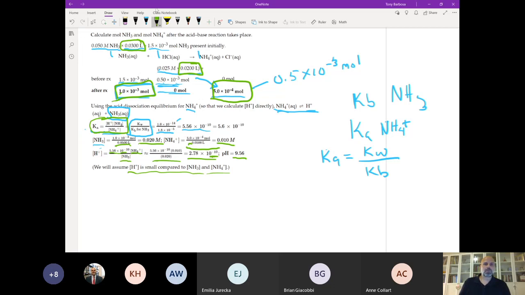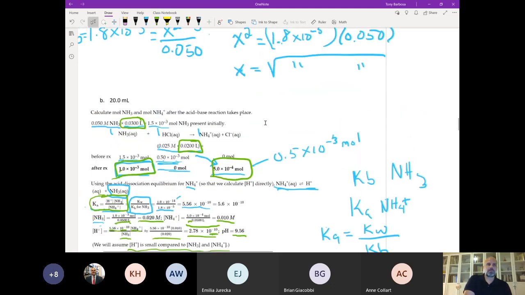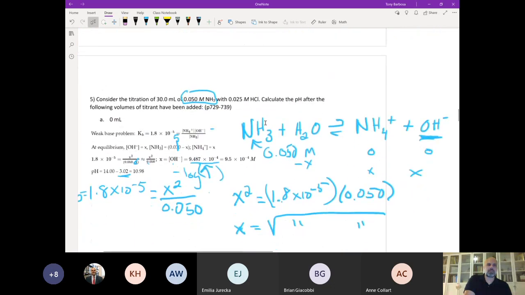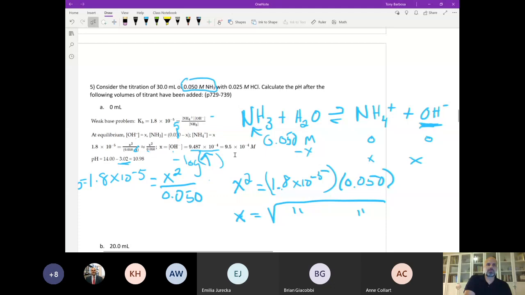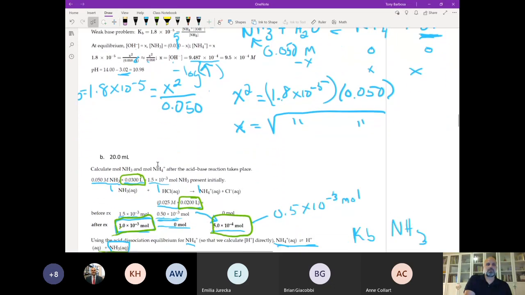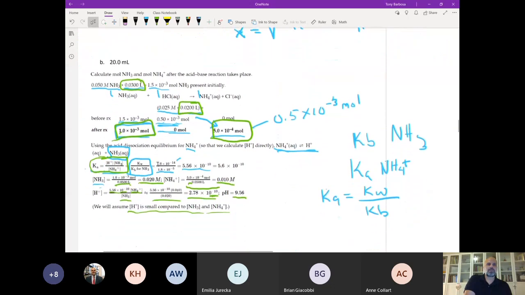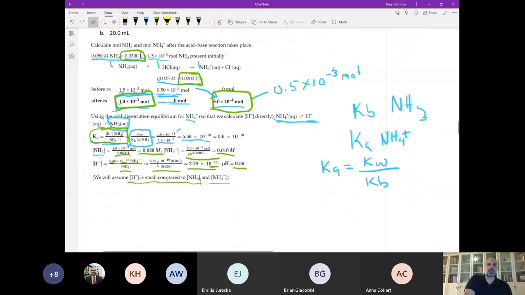And when you're looking through and trying to determine, does this make sense, recognize what we're doing. In the first problem, we have just base in solution. Our pH in this case is around 11. We add acid, 20 milliliters, but not enough to completely consume all of the ammonia. So we still have extra base floating around, and we still have a slightly basic solution at 9.56.